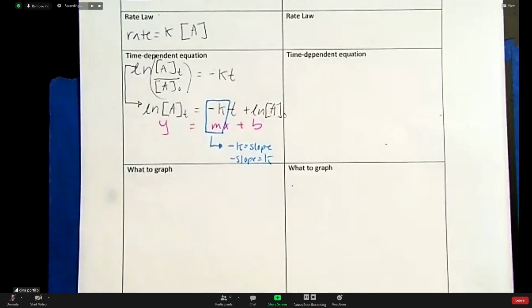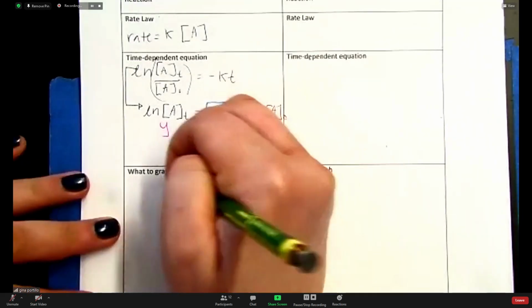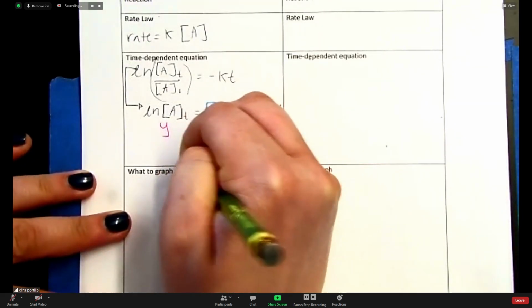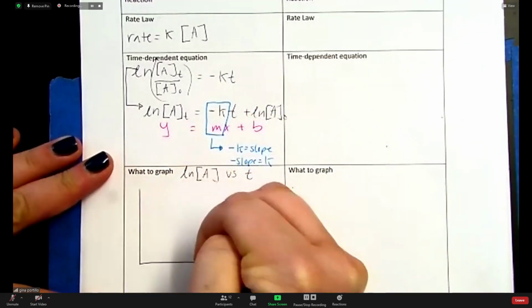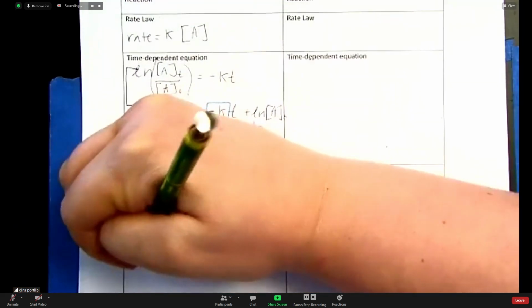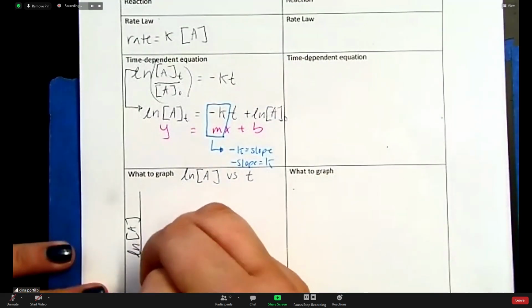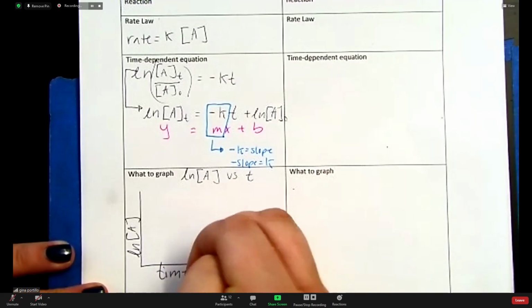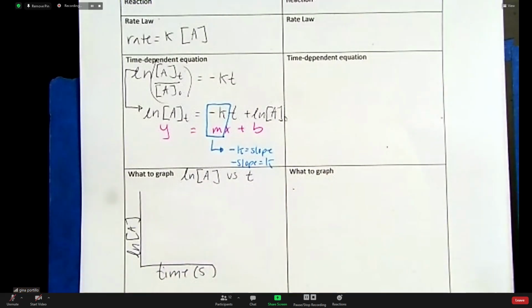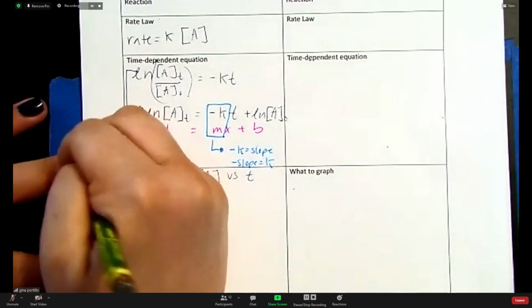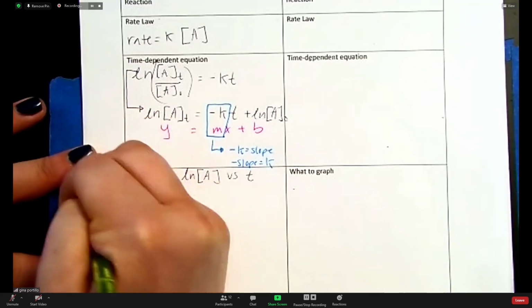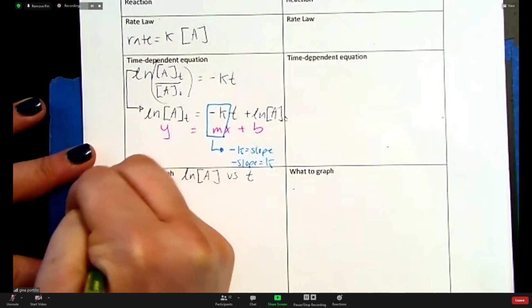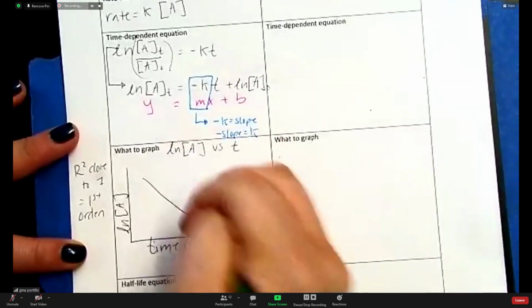All right, what do we graph if it's first order? Natural log of your concentrations and time. Natural log over here, and time, of course, in seconds down here. And if your R squared is close to 1, then that means it's first order. Which if it looks something like that.